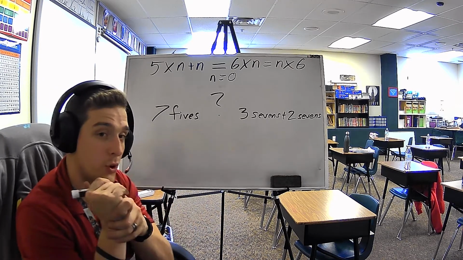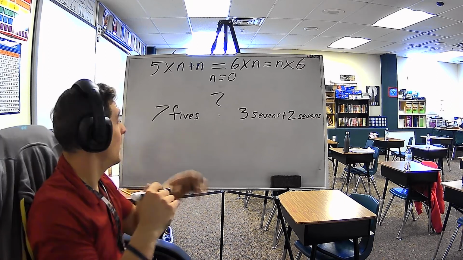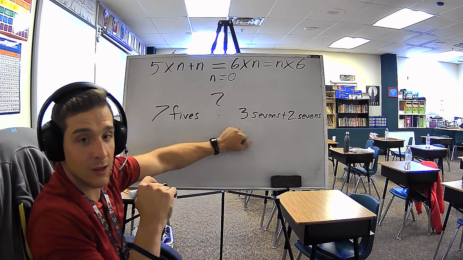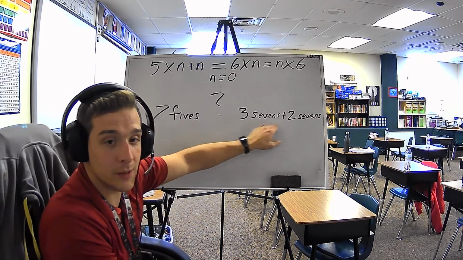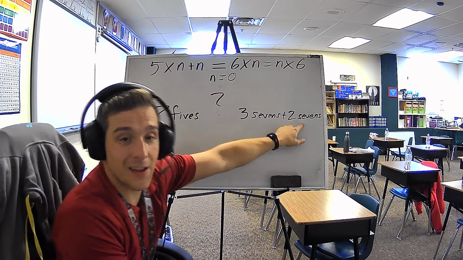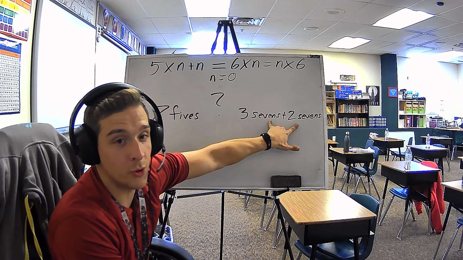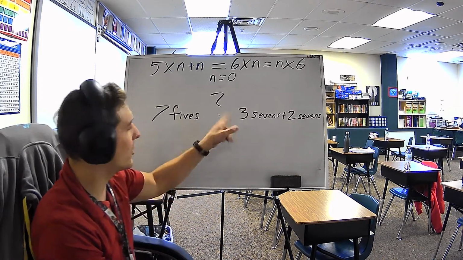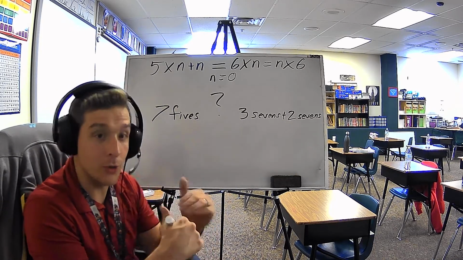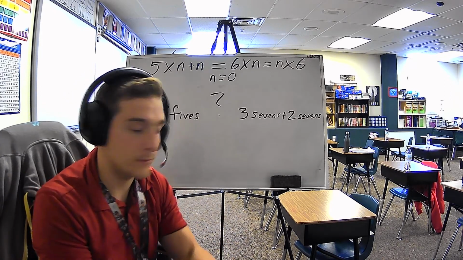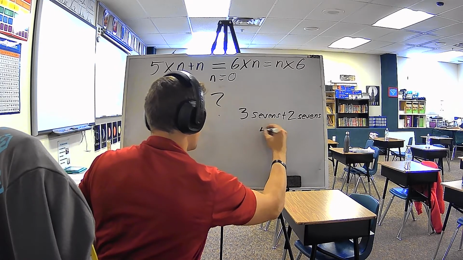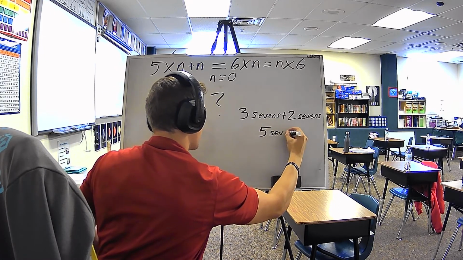Now, I'm going to show another method of this. I'm going to make this look similar to this over here. Now, I have 3 7s plus 2 7s. Does the 7s change? Are we changing the amount in each group? No. So if I had 3 groups of 7 and 2 groups of 7, if I combine them, how many groups of 7 would I have? I would have 5 7s.